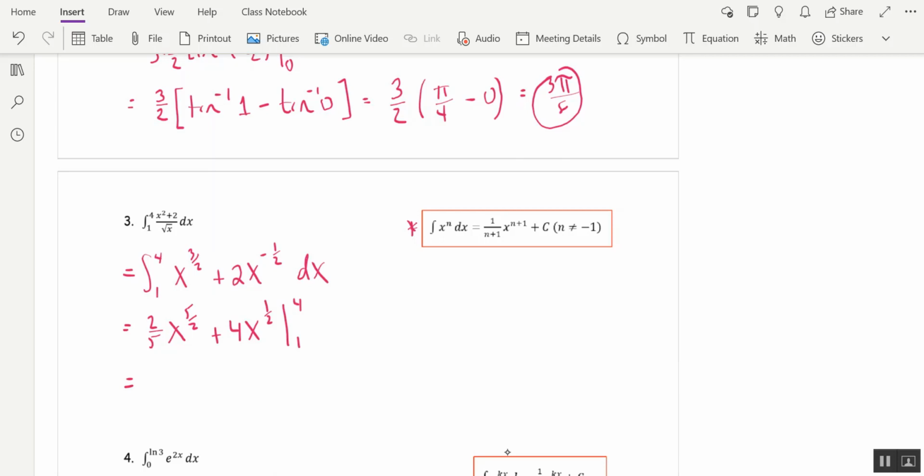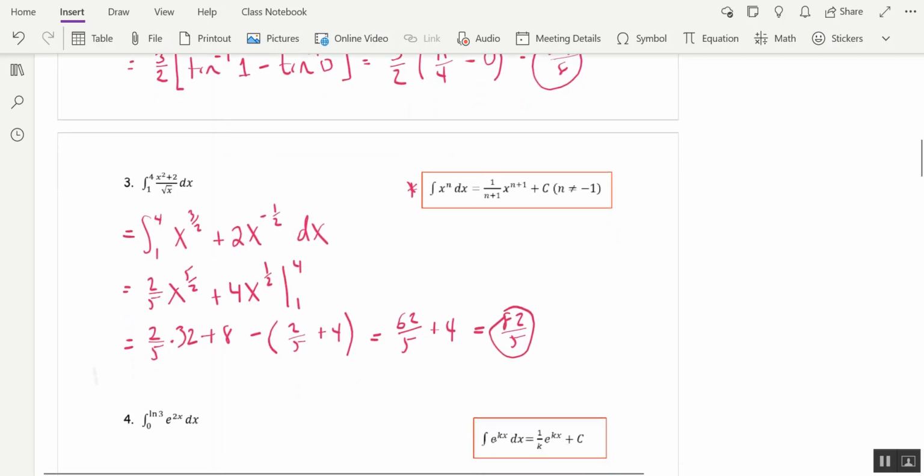Okay, now I'm going to evaluate. This is 2/5 times 4 to the 5/2, which is the square root of 4, which is 2, to the 5th, which is 32. And then I add on square root of 4 times 4, which is 8. And then I subtract, and I need to use parentheses because I have to subtract everything when I plug in x equal 1, 2/5 plus 4. So if I clean that up a little, I get 62 over 5 plus 4. Now, your homework will accept that as an answer, but I would want to clean it up and get 82/5.